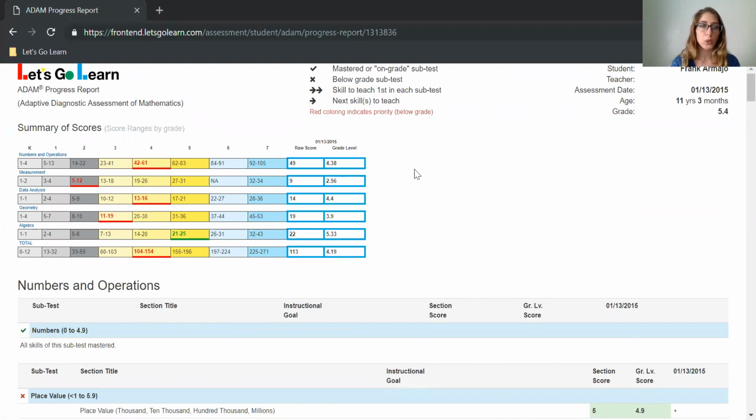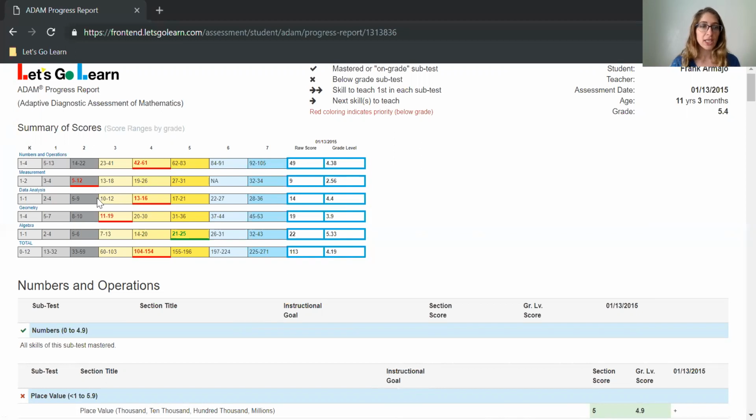This shows you what these grade level scores mean. For example, in numbers and operations, this child has a grade level score of 4.38, so beginning to mid fourth grade level. Their raw score is 49. This means that they know 49 concepts in numbers and operations, which places them at the beginning of fourth grade. Now this doesn't mean all of the skills that they know are kinder, first, second, third, and beginning of fourth. They may know some fifth grade skills, but on average, it puts them in a fourth grade level.